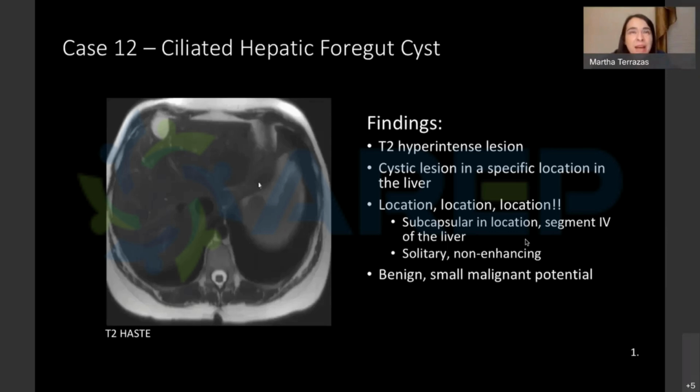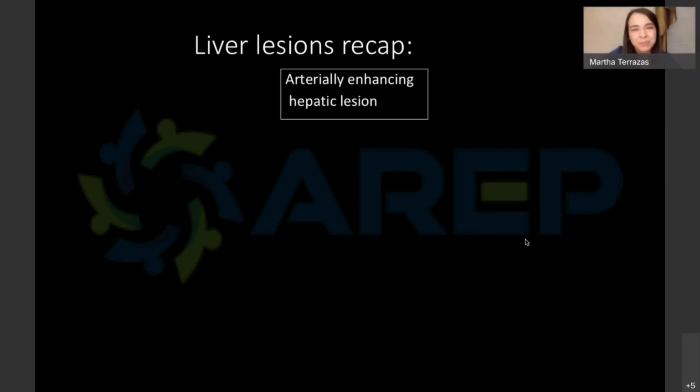But I've asked my fellowship attendings, as well as attendings that I trained with in residency, and nobody recommends follow-up on this. And the literature actually says the malignant potential is very tiny, so they don't recommend follow-up either. So just to recap here before we end.